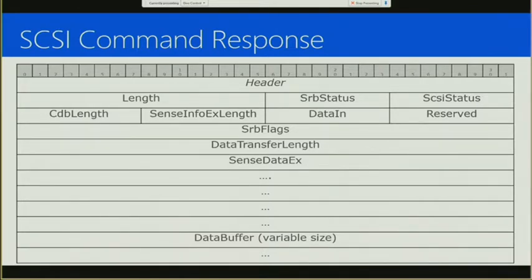CDB length remains as was set from the client. Sense info length: sense info is yet more error information presented by the SCSI spec, and that can be returned back. And that describes this buffer here. And I'll get into what that buffer means later. Flags remain unchanged. Data transfer length is the actual amount of data that is returned or was written, appropriately. So that's a lot of information that's really dense.